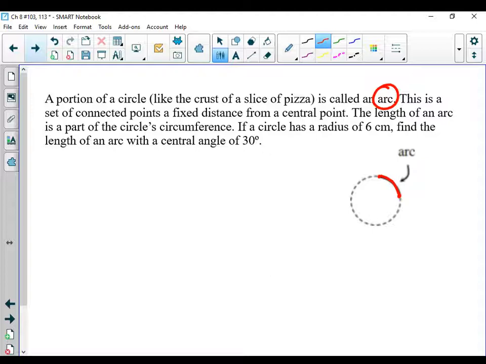Another way to think about it is, if I put a piece of string and I started it at one point, I put that string down on the circle and I ended at another point, how long would my string be? So I'd like you guys to try this one. This one says the length of an arc is a part of the circle's circumference, which we just talked about. But they said if the circle has a radius of 6 centimeters, I want to know what's the length of the arc when I have a central angle, so this angle right here, that's 30 degrees. All right, so pause this one and see if you can figure this one out.